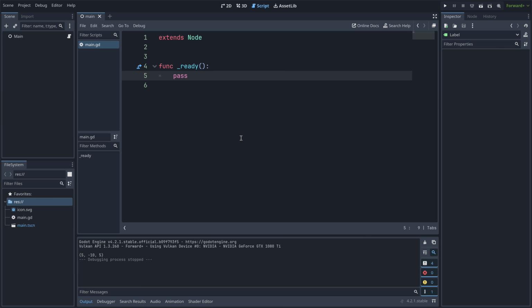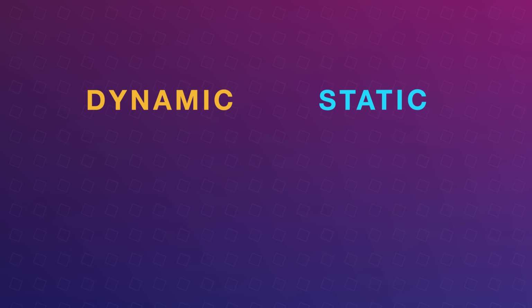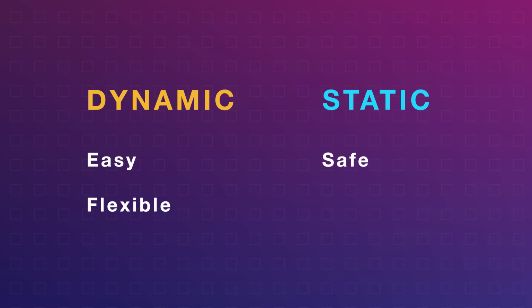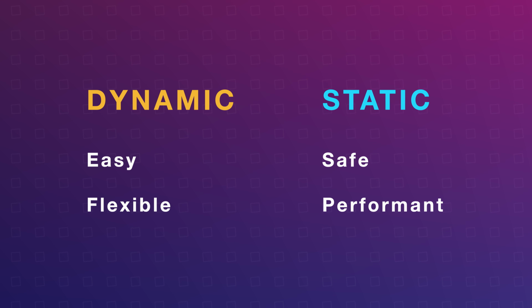Now, by default, GDScript is what we call dynamically typed. This means that we don't define what type of data a variable can hold when we declare it, which we've been using so far. This makes it fast to create variables and flexible because we can reassign data of another type at will. However, it is also more prone to error and less performant than static typing.